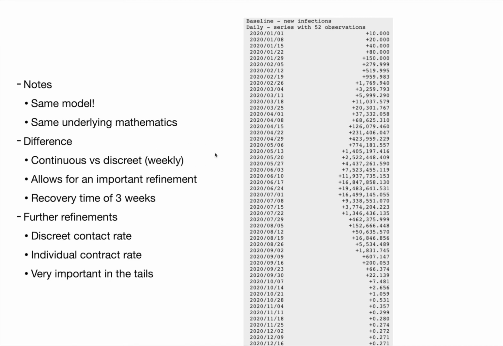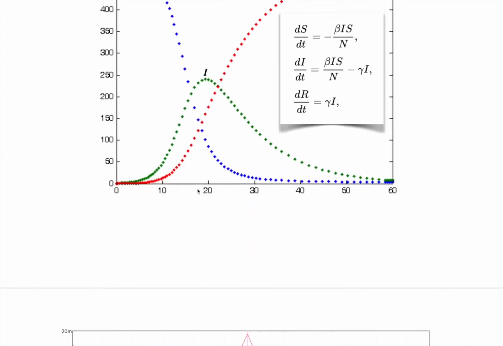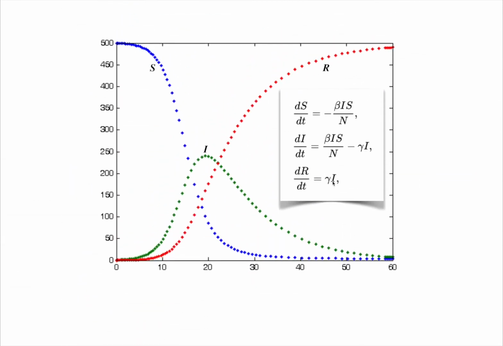I use weekly time frames. And because mine is discrete, I can make this a really important refinement, where I have a recovery time of 3 weeks. I don't have to simulate this instantaneous fraction of the infected that recovers. I can actually look back in time and take the number of infections 3 weeks ago and let them recover in this time frame.